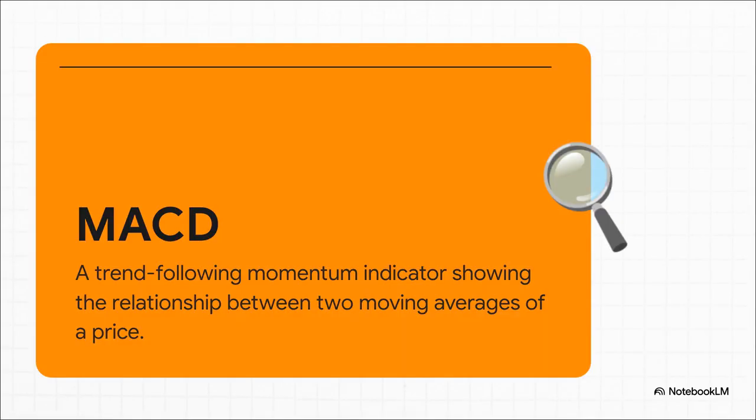So the MACD works by comparing two different moving averages. When these two lines cross over each other, it can signal that the stock's momentum might be shifting, which hints that a change in direction could be on the horizon.